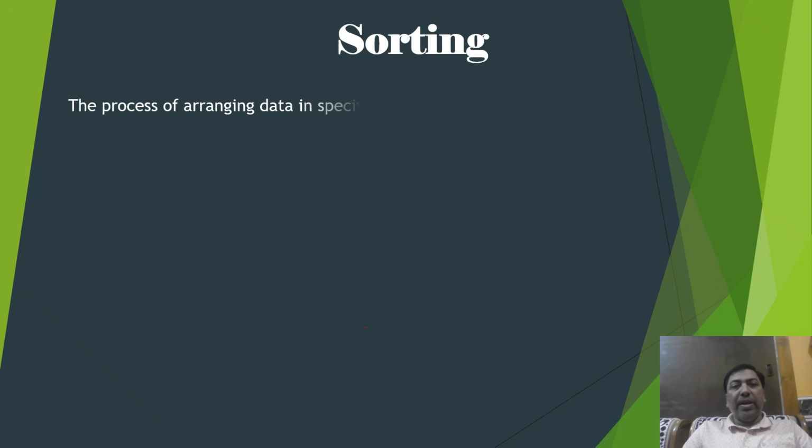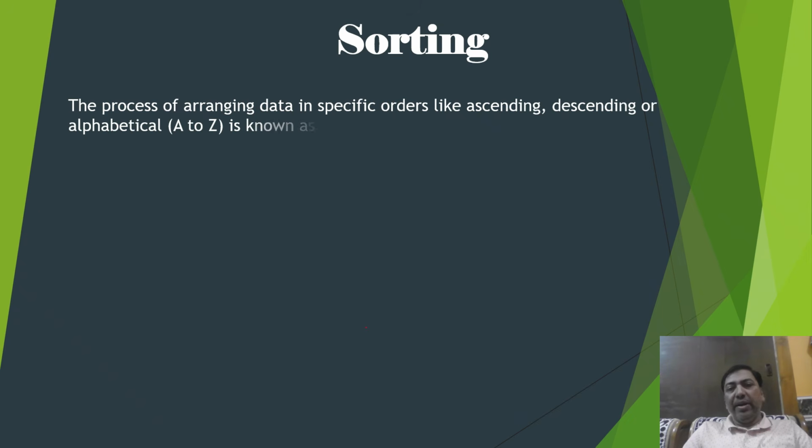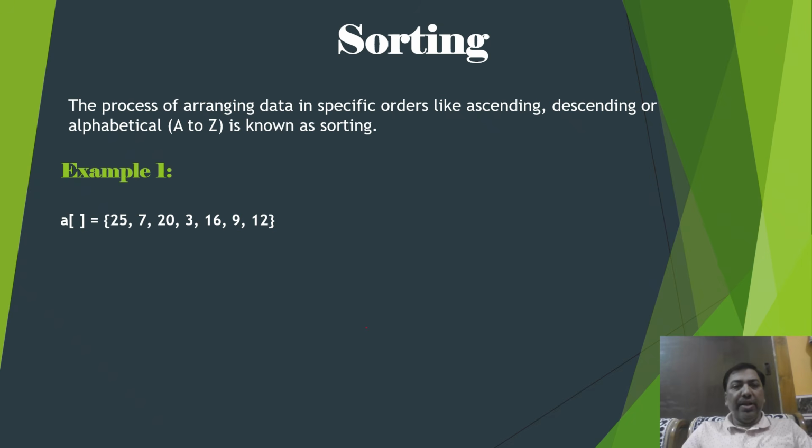The process of arranging data in specific orders like ascending, descending or alphabetical A to Z order is known as sorting. So when we arrange the numbers, elements or alphabets or words of an array in a proper order, that is known as sorting. For example, if an array contains numbers like 25, 7, 23, 16, 9 and 12, after sorting you will get output 3, 7, 9, 12, 16, 20 and 25. So here you can see the numbers are arranged in a proper order, ascending order.